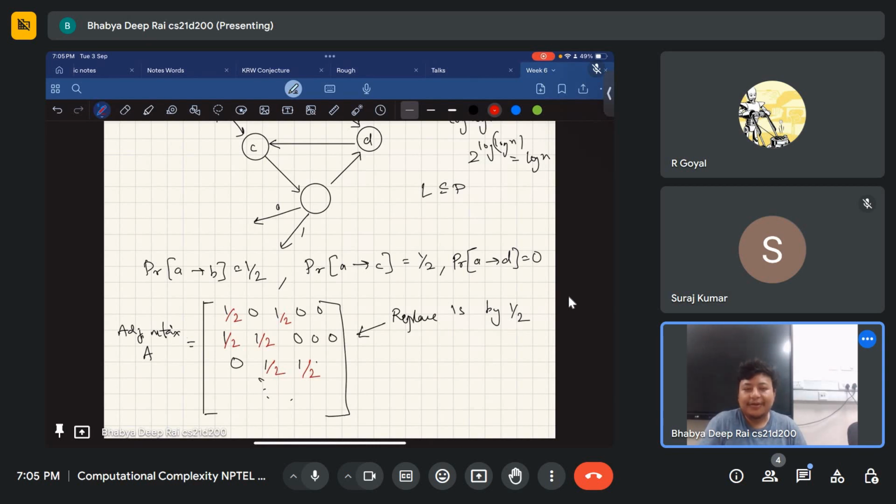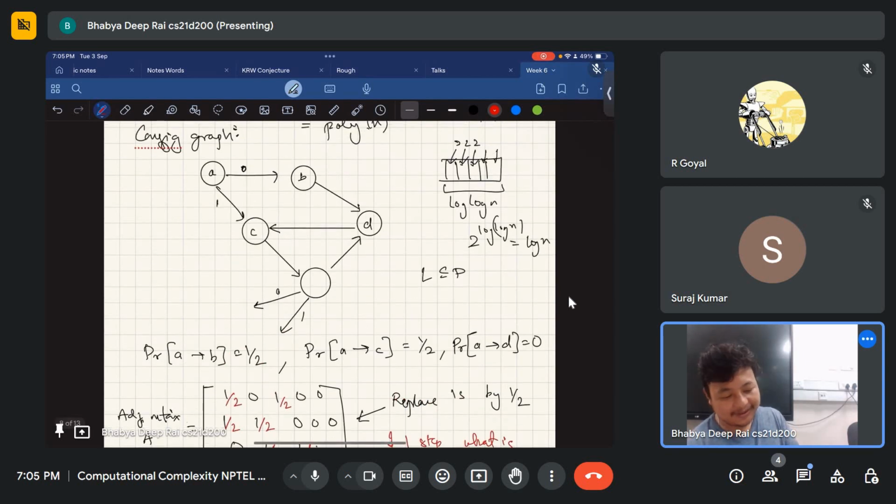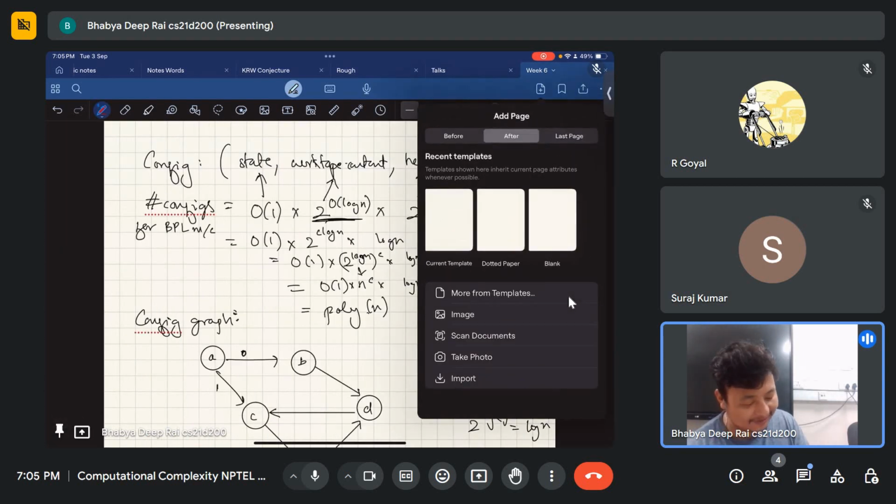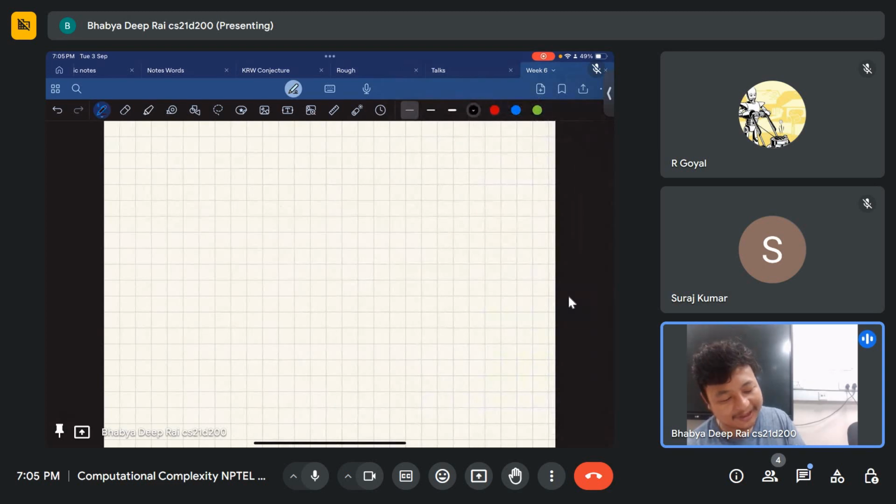I'll do this. So now this matrix is transformed into a matrix that says, in one step, what is the probability that I can move from A to B? This is what it is showing. Now let's apply the same technique of multiplying here.